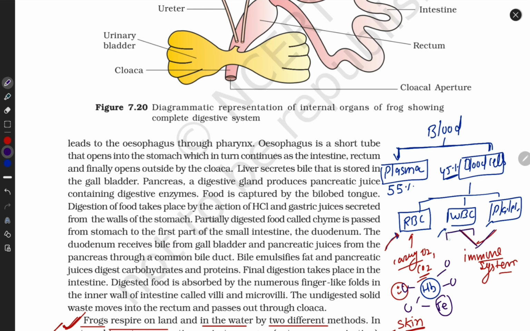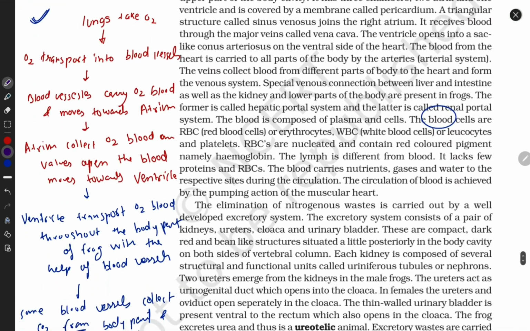WBC is further divided into multiple types like acidophils, basophils, neutrophils, lymphocytes and leukocytes. Acidophils, basophils and neutrophils are granulocytes. Lymphocytes and leukocytes participate in the immune system. Platelets also participate in the immune system. So all things are here.